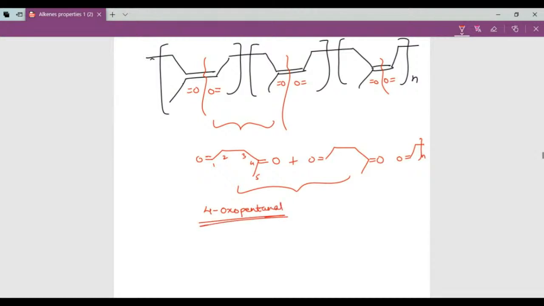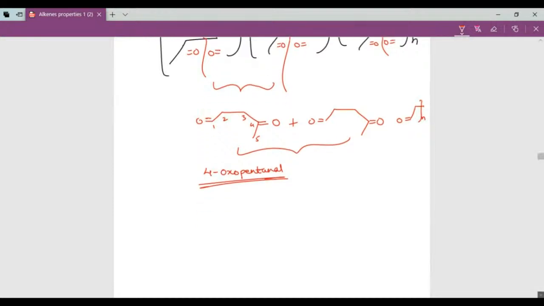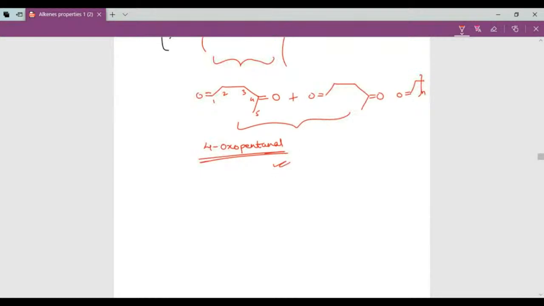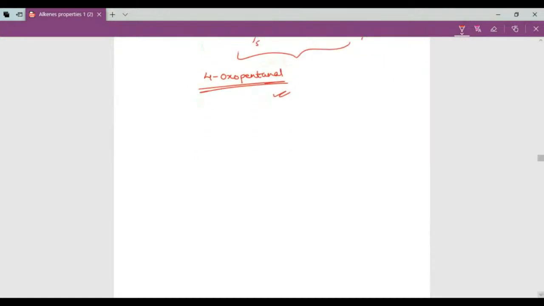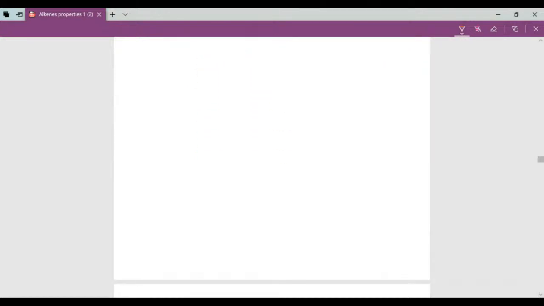So you have to know how it polymerized, and then you can do this type of ozonolysis. A question may be reversed: the ozonolysis product is given and you may be asked for the monomer. That would be relatively tougher, but you need to know that and attempt it. What if, in place of zinc, H2O2 is there? Then we'll form acids from aldehydes. That is the only difference. Otherwise, the rest will remain the same.